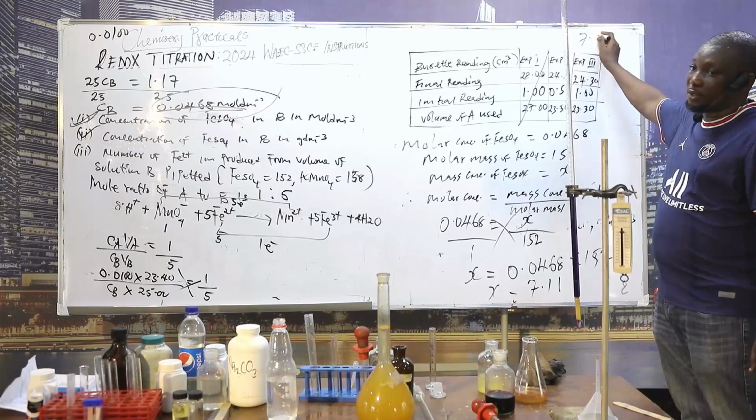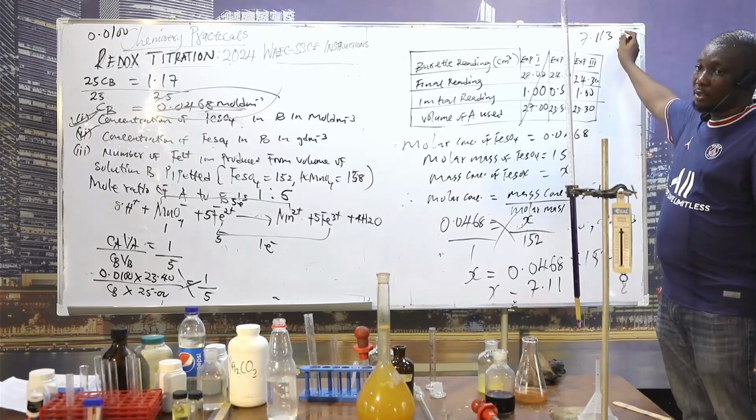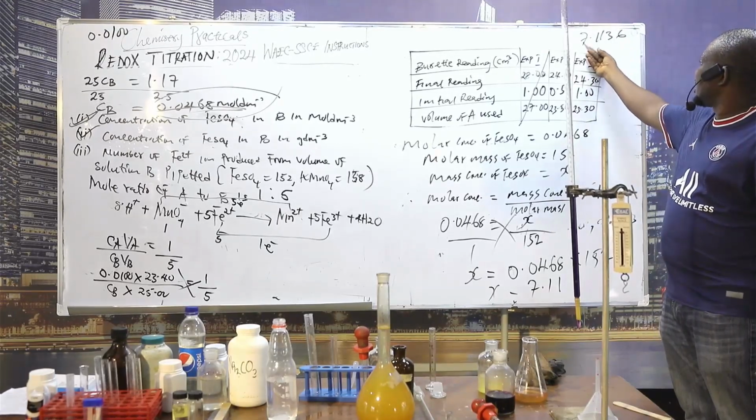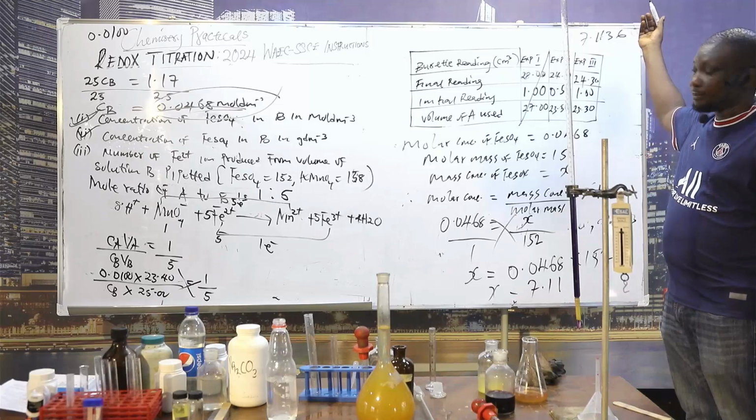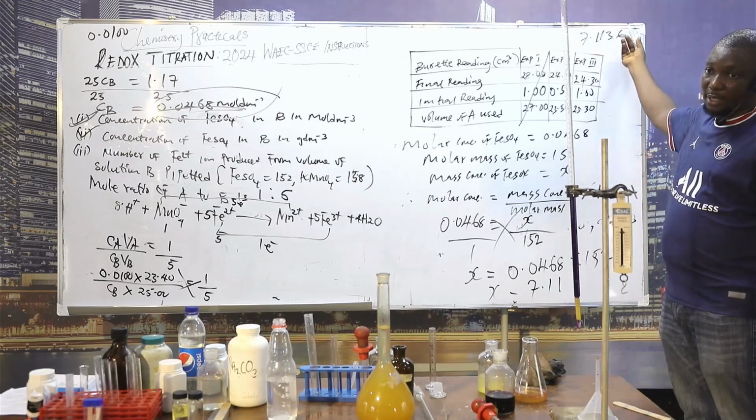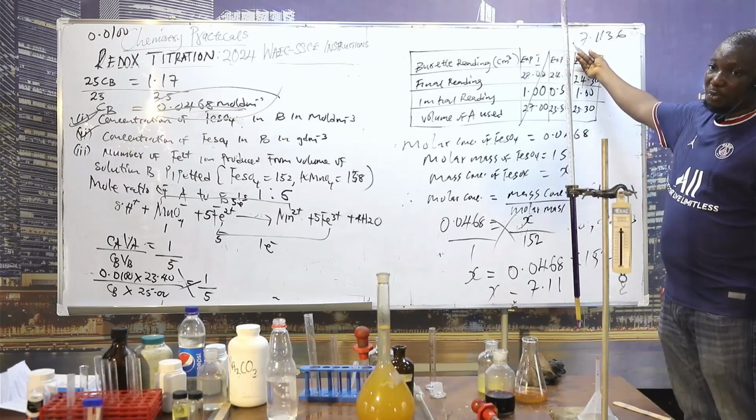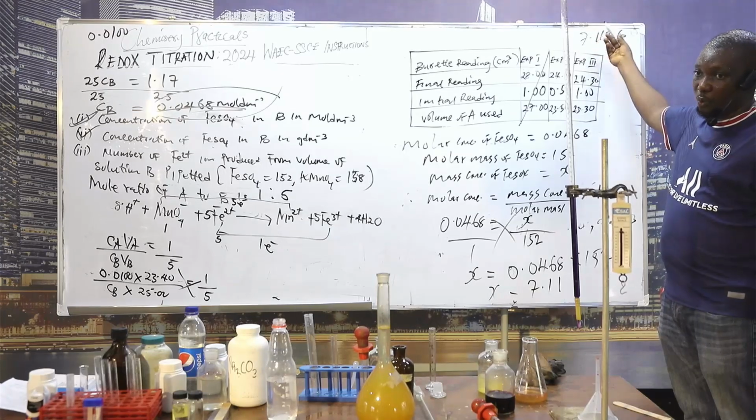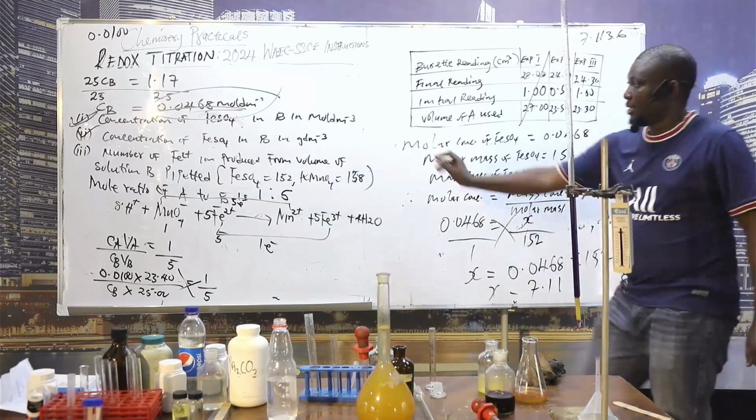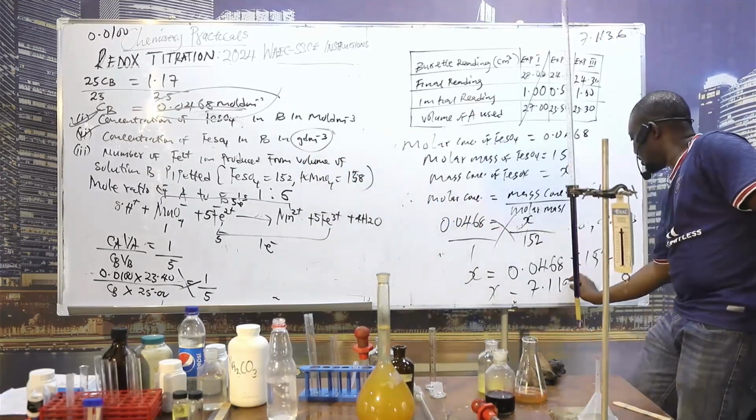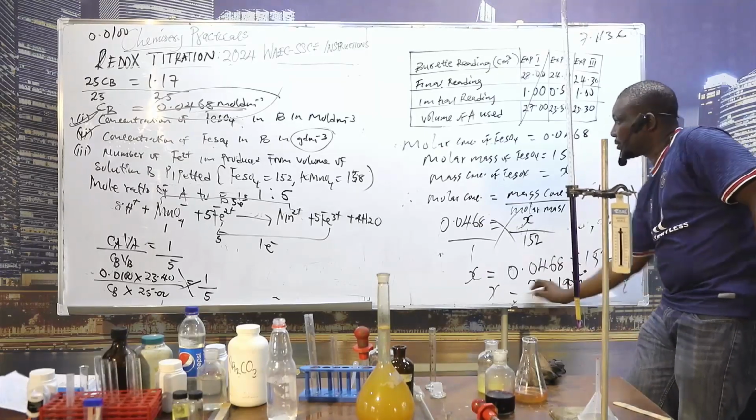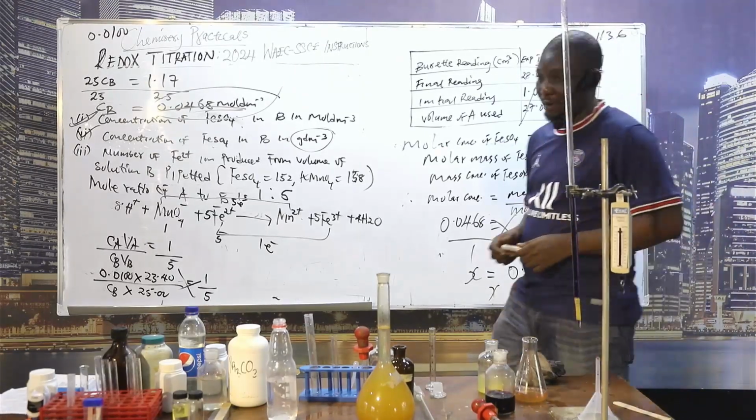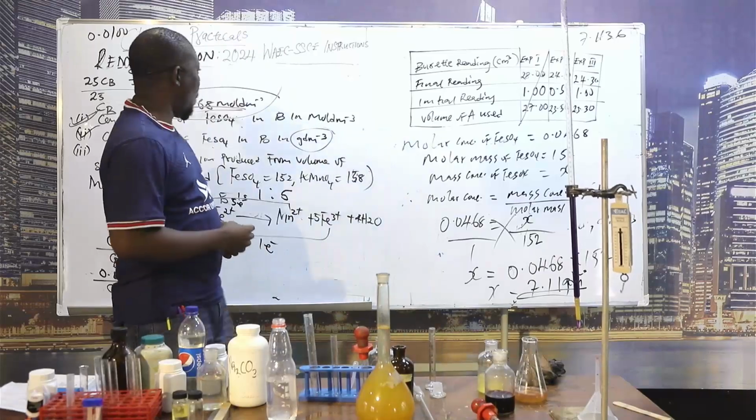Let me write it. 7.1136. Okay, keep your answer like this. 7.11 is okay. 1, 2, 3. They are significant figures. There is no 0 in between here. So 7.11. So what is my unit? Don't forget this. You have gram per dm³. Answer. Are you with me? Then the last one.